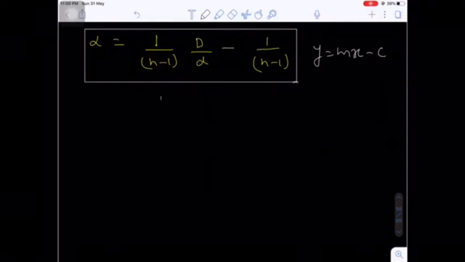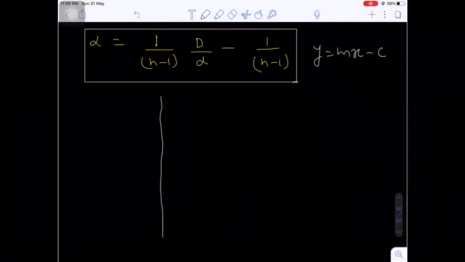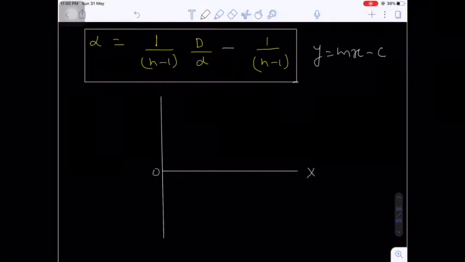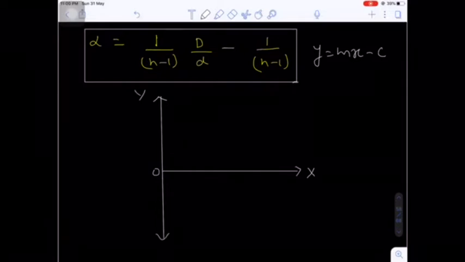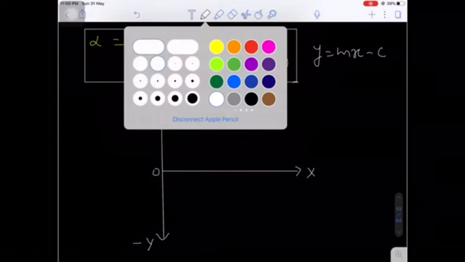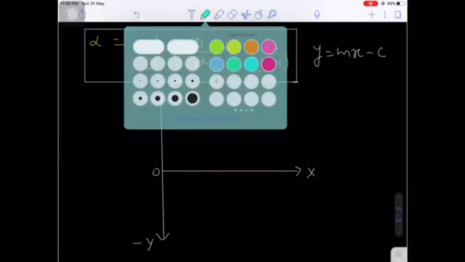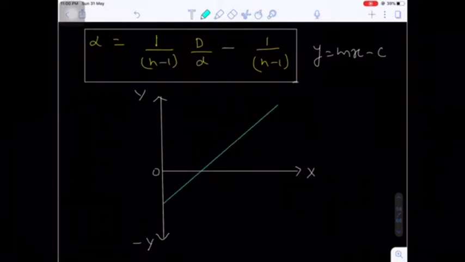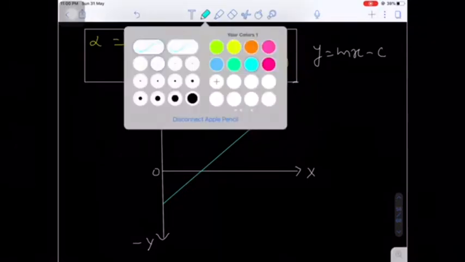Okay. If you draw a graph, this is the y-axis, this is the x-axis, this is the origin point, this is the positive x-axis, this is the positive y-axis, and this will be the negative y-axis. Now y is equal to mx minus c, that means there is a negative intercept. So I am taking the straight line like this. Now this is the y is equal to mx minus c graph.